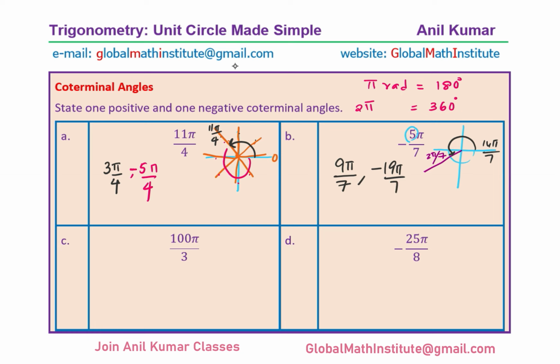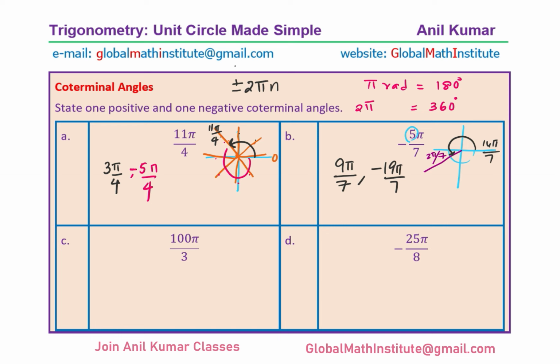So basically, you have to add and subtract 2 pi to get the coterminal angles. Same concept as we did for angles in degrees. We had to add and subtract n times 360. Now keep on adding and subtracting 2 pi n, where n could be 1, 2, 3, 4, and so on. Makes sense, right? Now here we have 100 pi by 3.